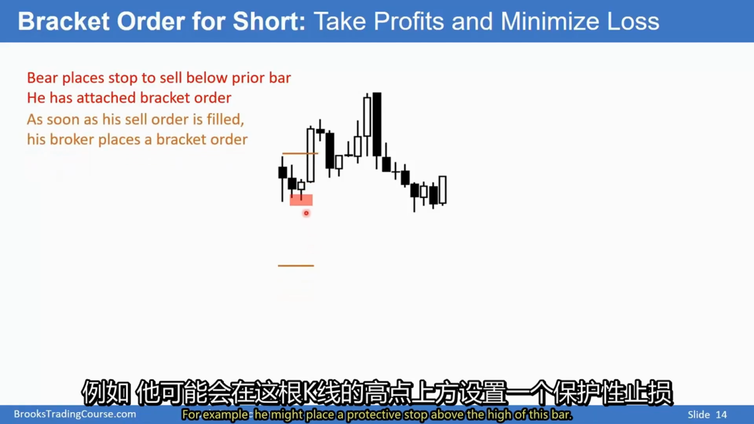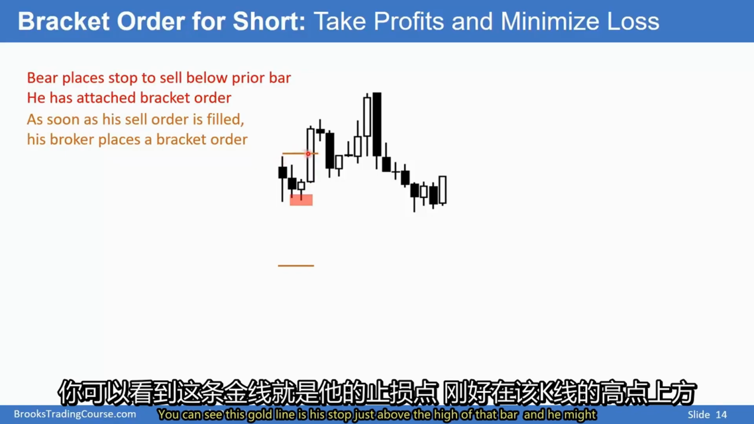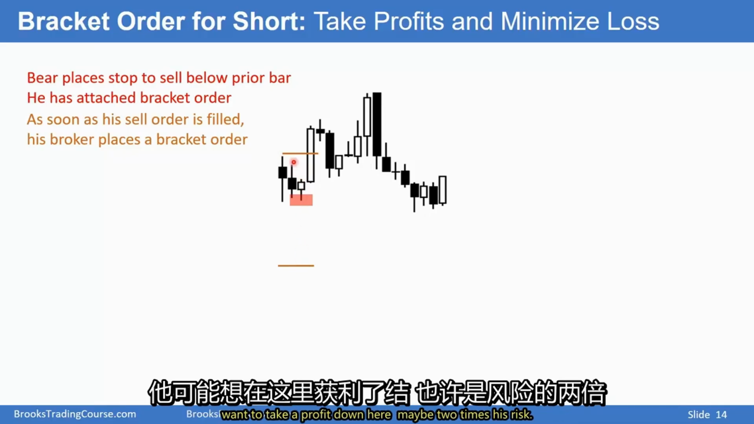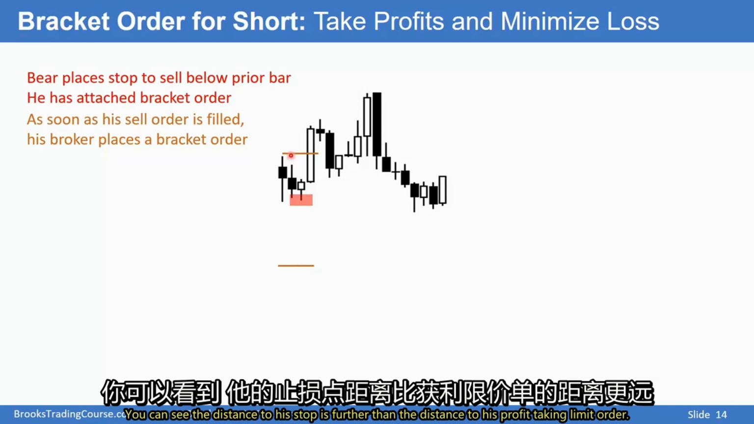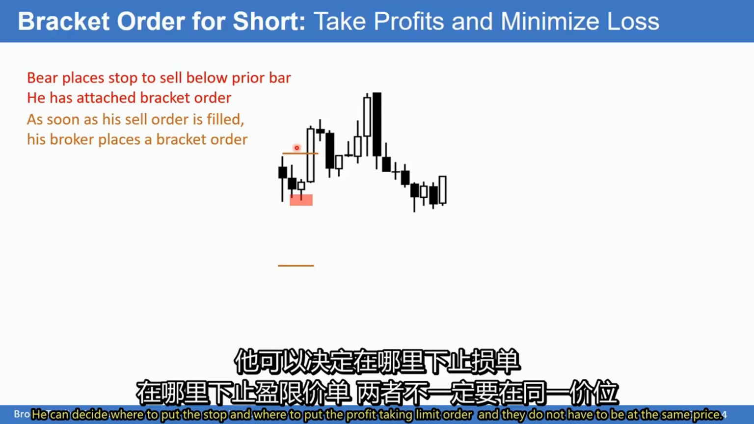For example, he might place a protective stop above the high of this bar. You can see this gold line is his stop just above the high of that bar. And he might want to take a profit down here, maybe 2 times his risk. You can see the distance to his stop is further than the distance to his profit-taking limit order. He can decide where to put the stop and where to put the profit-taking limit order, and they do not have to be at the same price.